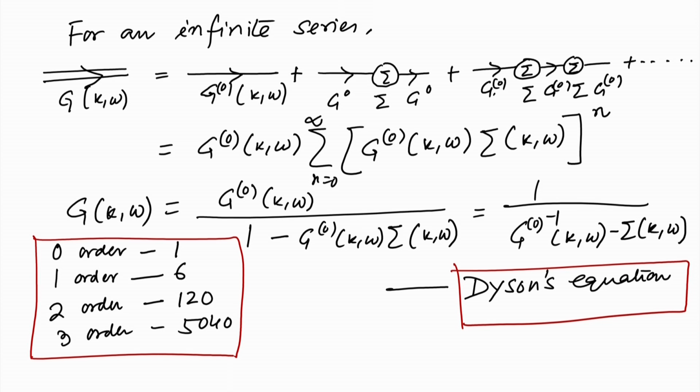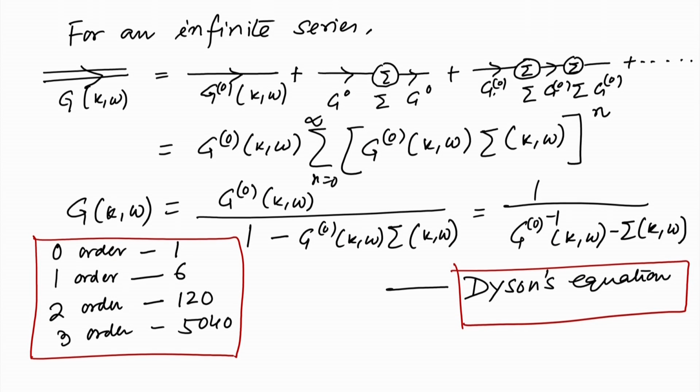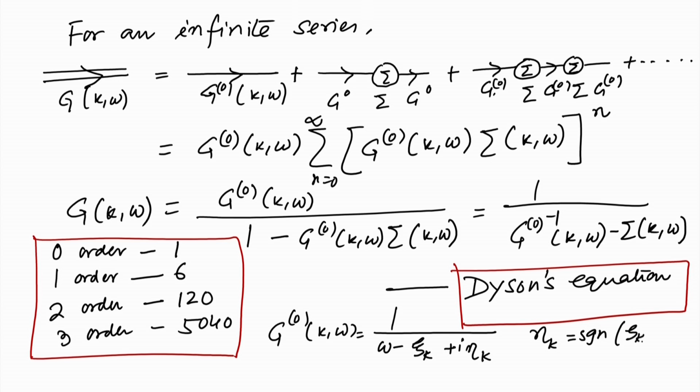But here, up to infinite order, which takes into account repeated interactions an infinite number of times, one arrives at an expression for the Green's function which looks very simple, with a G0 and a self energy to be computed. We have given the form of the self energy, and G0, as we already know, is the non-interacting Green's function, with psi k plus I eta k, eta k being the sign of psi k.